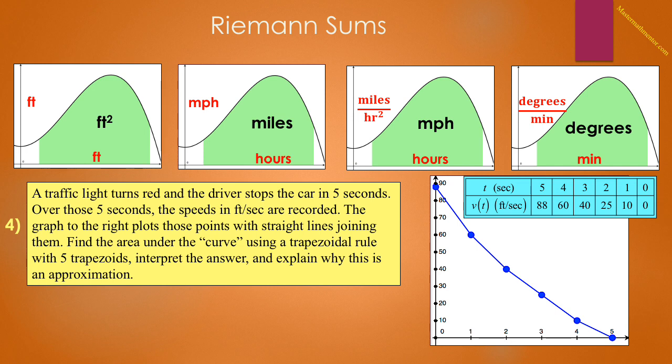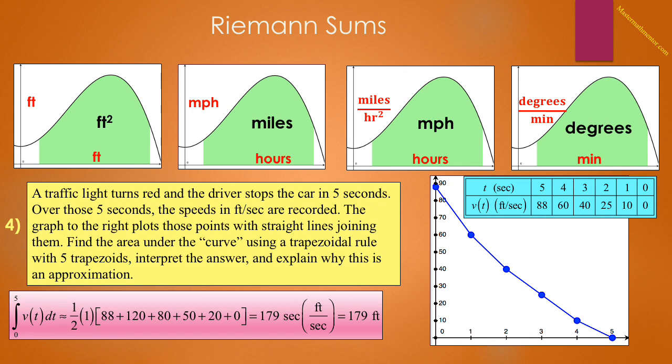Number 4 reads, a traffic light turns red and the driver stops the car in 5 seconds. Over those 5 seconds, the speeds in feet per second are recorded. The graph to the right plots those points with straight lines joining them. Find the area under the curve using a trapezoidal rule with 5 trapezoids, interpret the answer, and explain why this is an approximation.